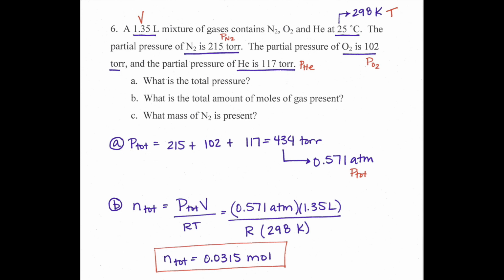Part B says, what is the total amount of moles of gas present? I can answer this question if I know the total pressure in the system. I can plug into the ideal gas law to calculate my total moles. So when I plug in with my total pressure, my volume, R, and my temperature of 298 Kelvin, I get a total moles of 0.0315 moles.